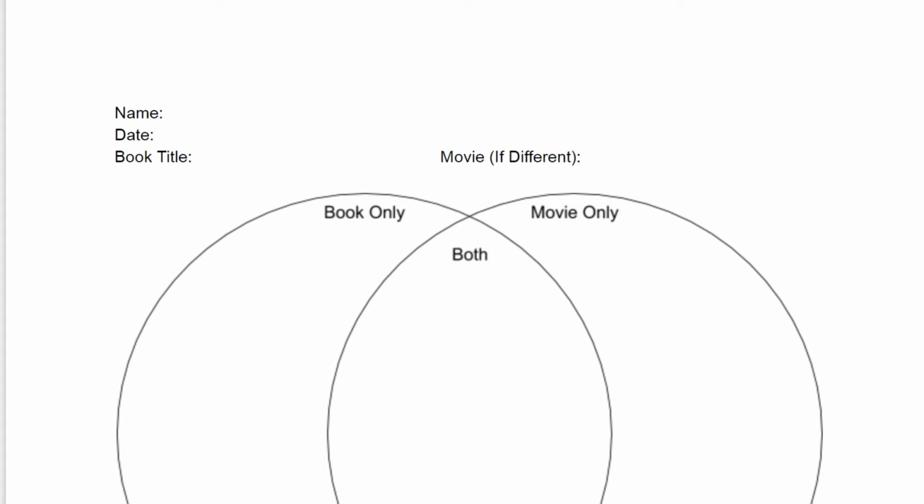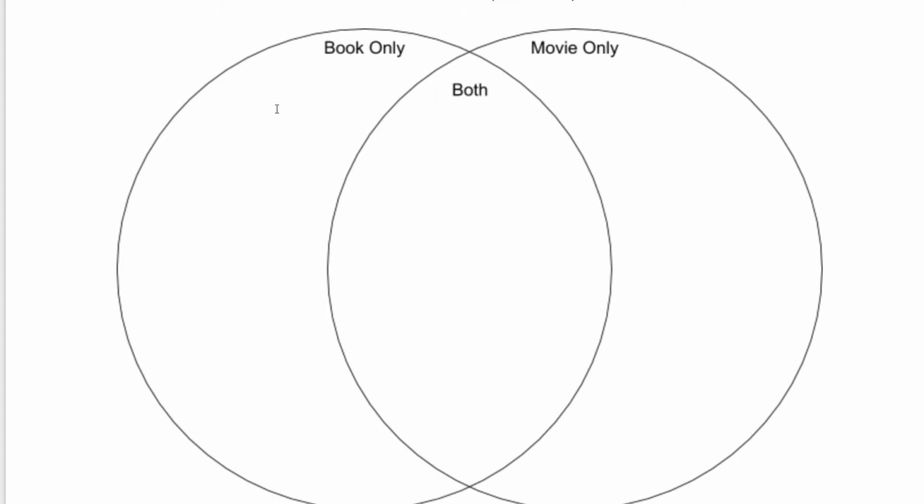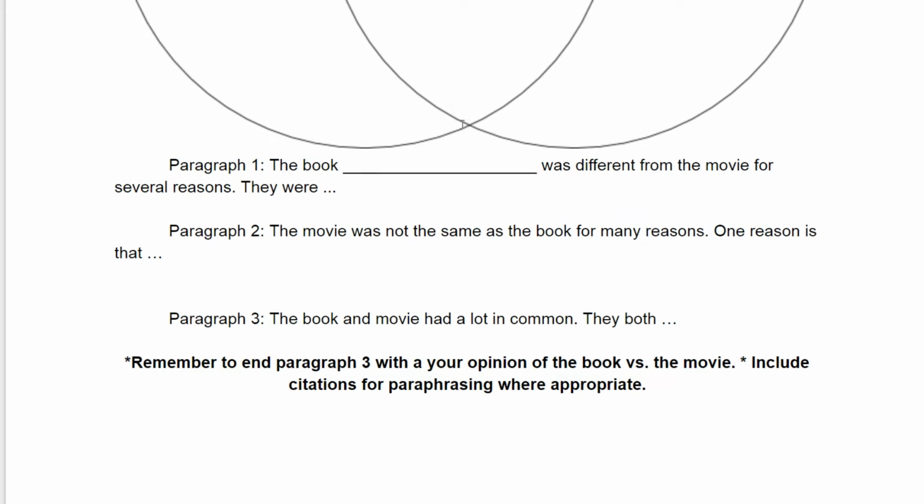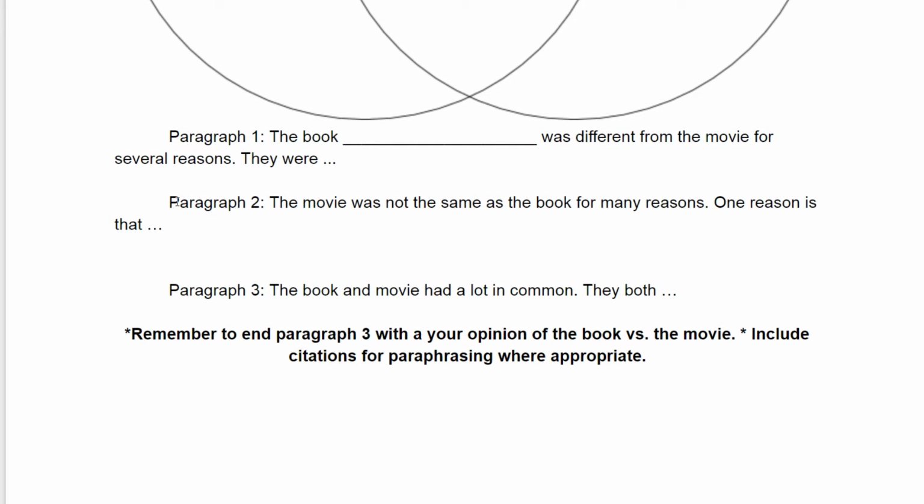Hello, Blue Group. You will be working on your book, which is Holes. So for the title, you're going to put Holes. The movie is the same title. Sometimes it is different. That's why there's the requirement there. For your Venn diagram, you're going to put in your information using the draw tool, as I showed you in the other video, for things that are only in the book, things that happen only in the movie, and things that are in both. Here I have sentence starters for you for each paragraph.